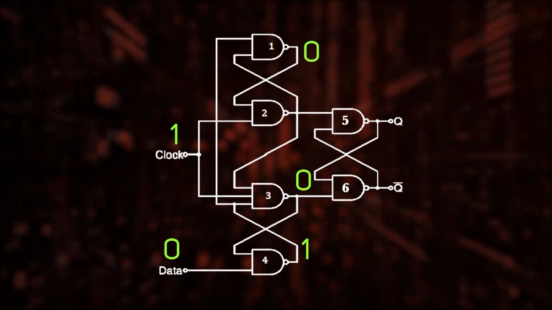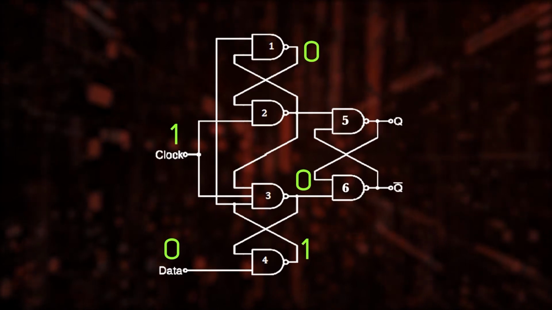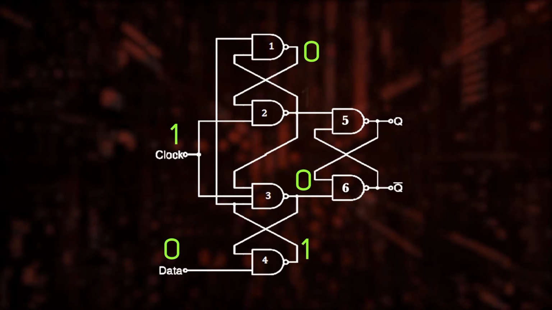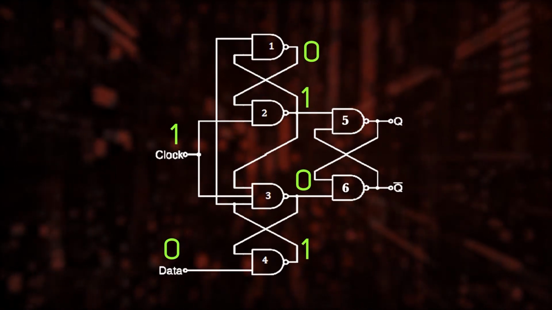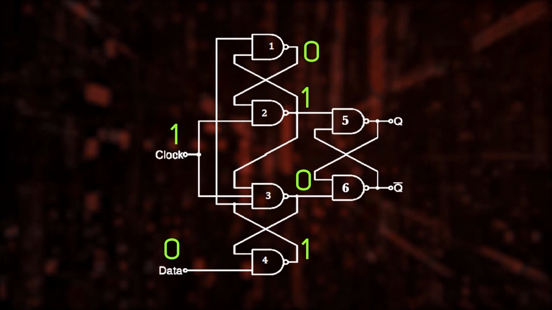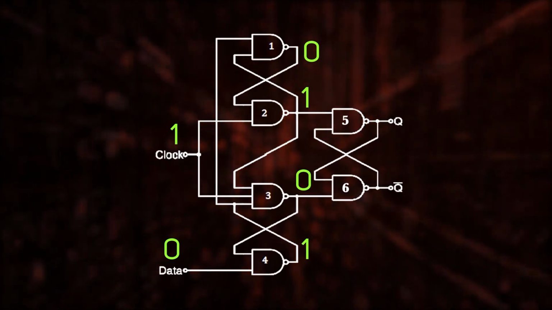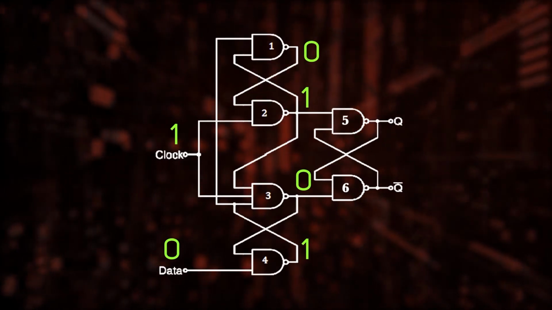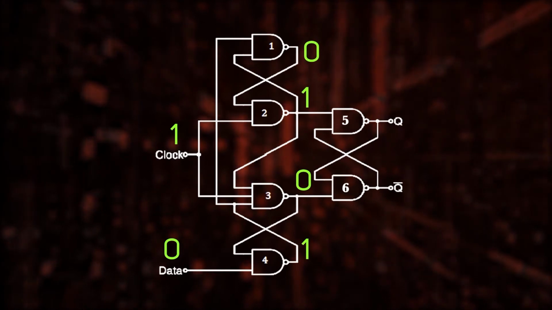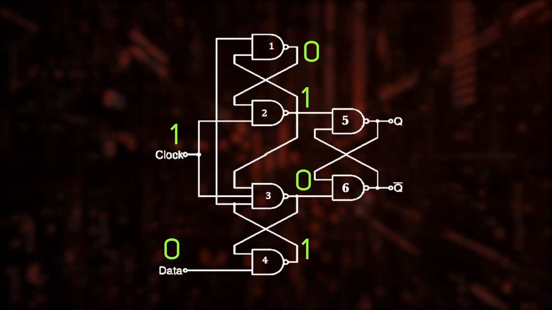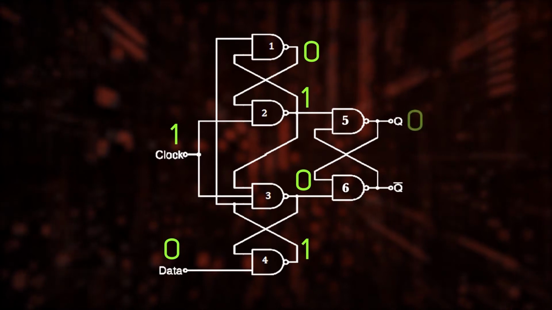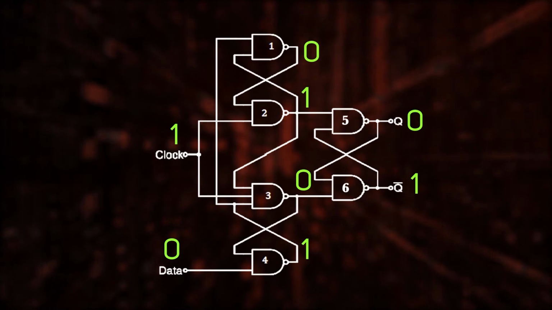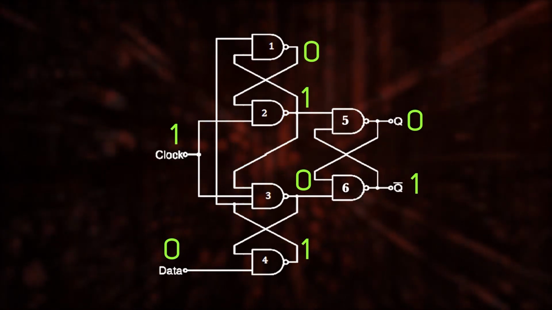What about the second gate? It has the clock input as 1 and the previous value from the first gate as 0, which produces a 1 at the output. So, the S input to the SR latch becomes 1 now. This is enough to determine the output of the circuit. What happens when S equal to 1 and R equal to 0 in the NAND gated SR latch? The circuit turns to the reset state with Q equal to 0 and Q dash equal to 1. So, when the clock pulse becomes 1, the state of the circuit changes.